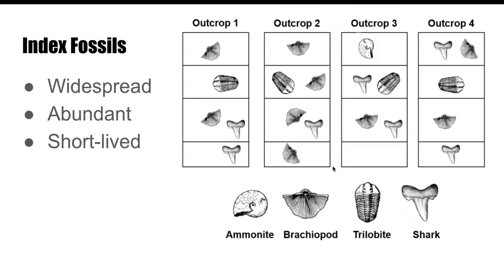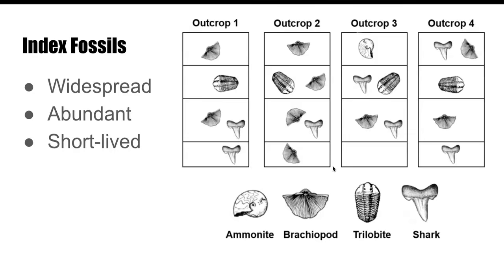So index fossils need to be widespread, which means the organism that made that fossil needed to live all over the place. Think mosquitoes, all over the place. Abundant, okay, so again, not only do they live in multiple places, but there are lots of them, like mosquitoes. And short-lived. I don't actually know how long mosquitoes have been around, so that might not be the best example, but an organism that didn't live for millions and millions of years, they lived a relatively short amount of time, so that when we find them, we can know the age of a rock, relatively speaking.